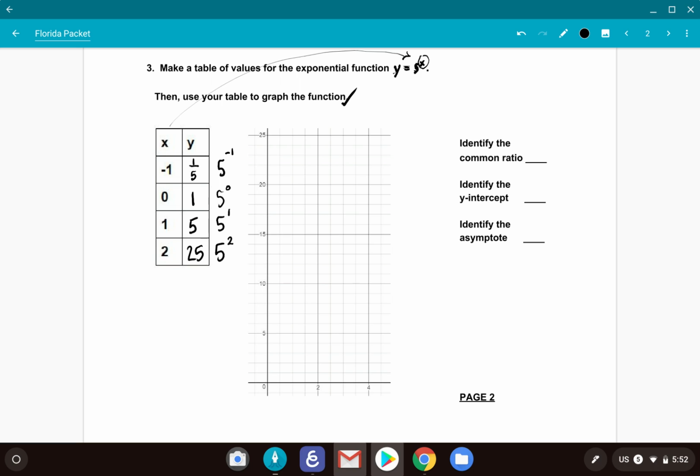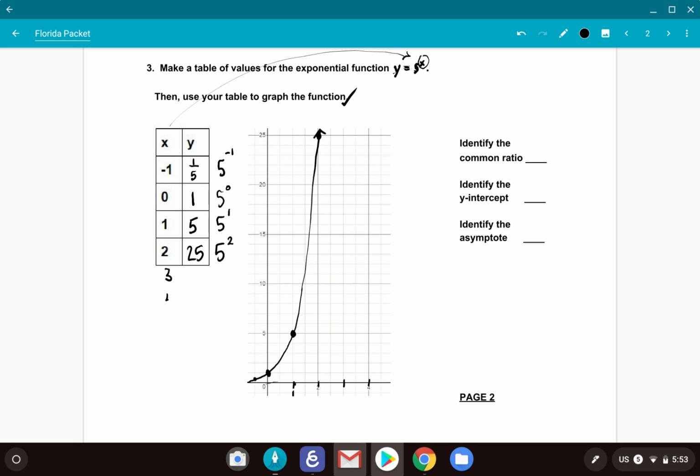And then I'm going to use the table to graph my function. So I'll go to the left and up 1/5. I'll go to 0 and up 1. I'll go to 1, which is actually right here because this scale goes 1, 2, 3, 4. So be careful with the scale. Go up to 1, over to 1, up to 5, and then over to 2, we're going to go up to 25. And this is our sketch of our exponential function, which is going to continue going up.